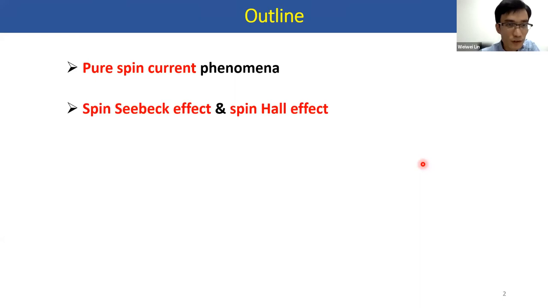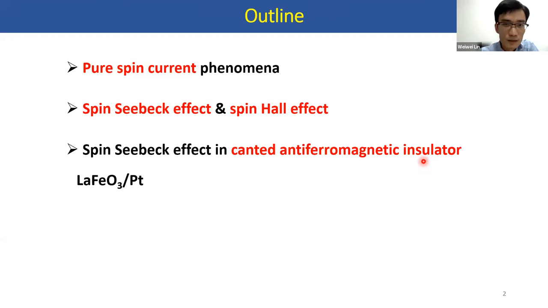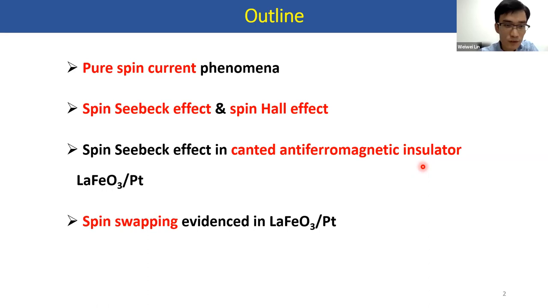Okay, let's introduce the transport of the spin angular momentum. My outline is: first, the basic spin current phenomena. Following, I will introduce the spin Seebeck effect and also the spin Hall effect. Then I will introduce our experimental observation of the spin Seebeck effect in canted antiferromagnet insulator, lanthanum ferrite, platinum heterostructures. Then we will introduce the evidence of spin swapping in lanthanum ferrite platinum heterostructures. Finally, I will give a summary.